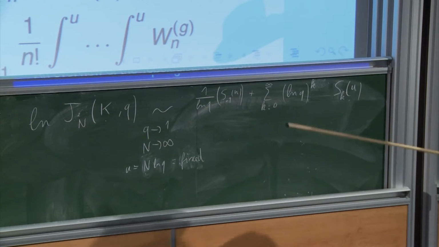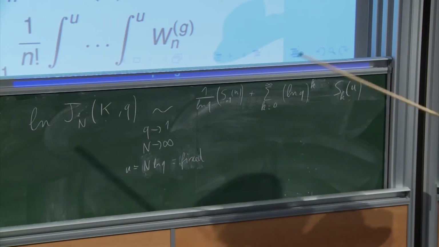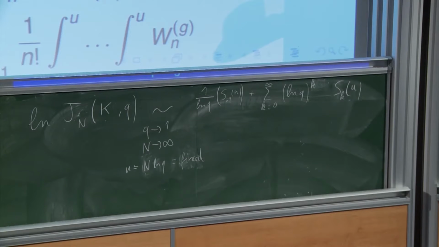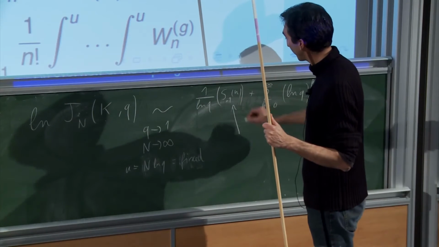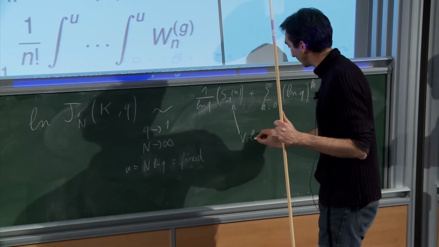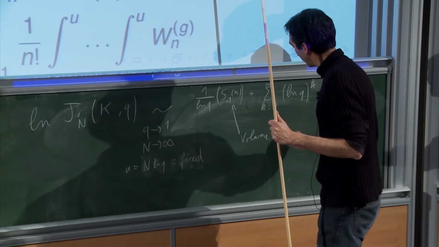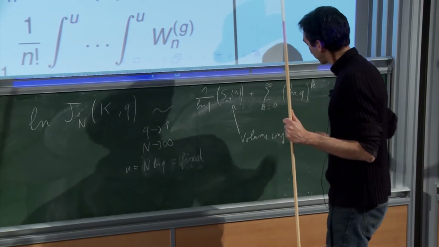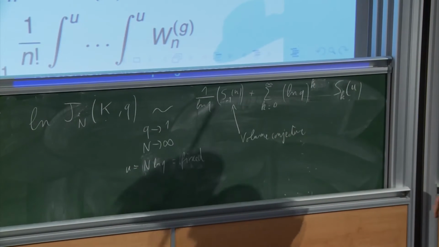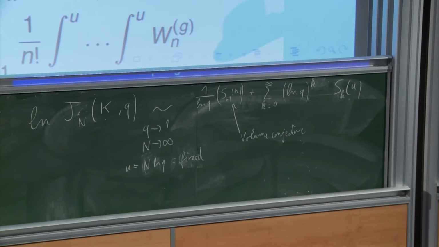So there is a conjecture about s minus 1 of u, which has been there for almost 20 years and which is not yet proved. It's called the volume conjecture. It goes back to Kashaev in, I don't remember when that was. Does someone know?